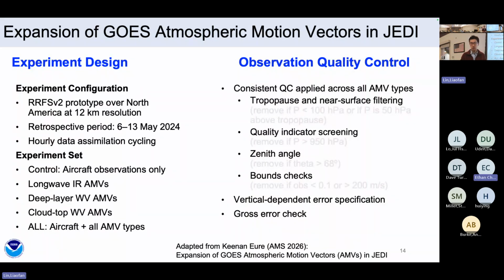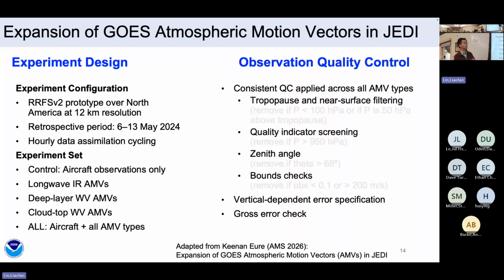This is the expansion of GOES AMV DA in JEDI. You can see on the left, I show the experiment design. For this one, he used version 2 prototypes at 12-kilometer resolution over North America, with retrospective experiments of approximately a week, at hourly data assimilation cycling. There are 5 experiments conducted in this study. The first one is a control. For this one, we assimilated aircraft observations only, and then to understand the different GOES AMV products.